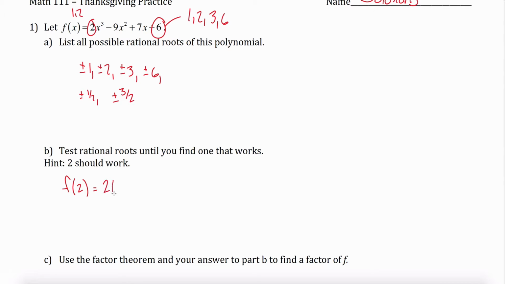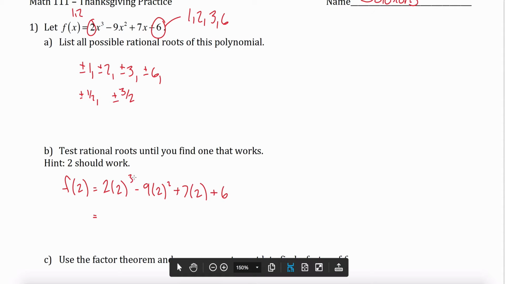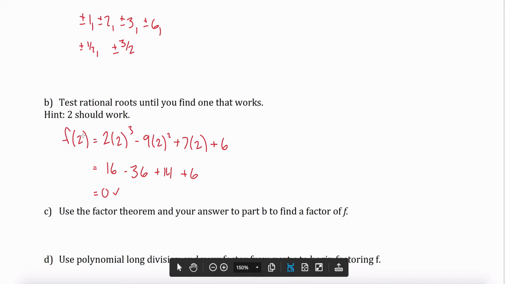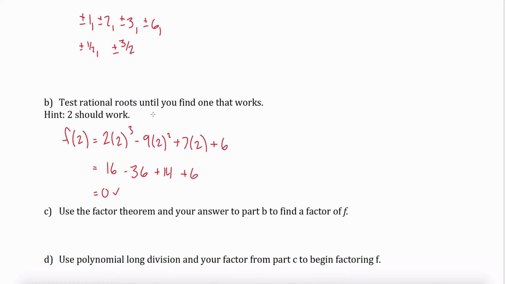So if I go changing all my x's into 2's, I get 2 times 2 cubed minus 9 times 2 squared plus 7 times 2 plus 6. And let's see, 2 cubed is 8, times 2 gives me 16. 2 squared is 4 times 9 gives me negative 36. 7 times 2 is 14. And then 6 more. 6 and 14 gives me 20, and 16 more is 36. I subtract 36, sure enough, this equals 0. What I'm saying is if you put 2 into this polynomial, 0 comes out. Therefore, 2 is a root of this polynomial that happens to be a rational number in this case.